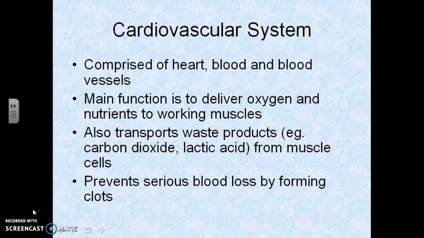So the cardiovascular system, just a brief overview, is comprised of the heart, blood, and blood vessels. The main function is to deliver oxygen and nutrients to working muscles, and it also transports waste products back from the working muscles. Examples of those would be carbon dioxide and lactic acid. It also has somewhat of a defense mechanism, in that it prevents serious blood loss by forming clots should there be an injury or a serious cut.